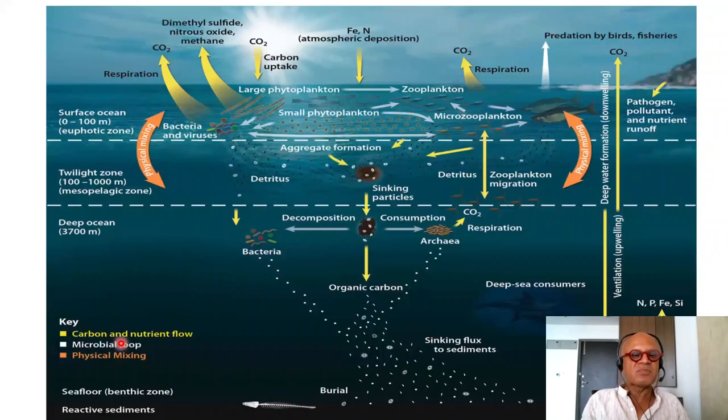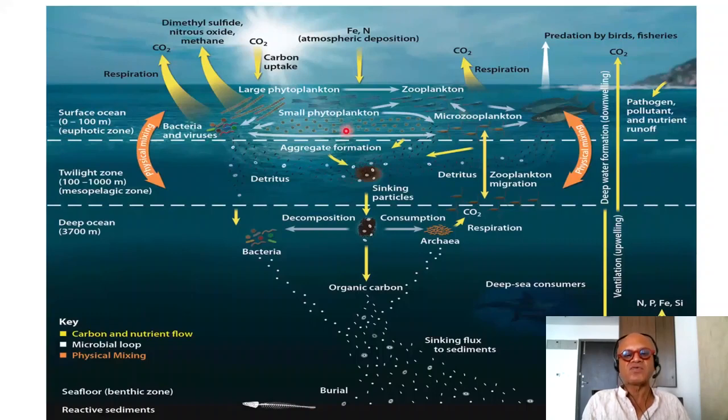Okay, so there is carbon and nutrient flow in these yellow arrows. There is a microbial loop in all these white arrows shown here, and there is physical mixing happening between the surface layer and the subsurface layer. So various time scales are involved. The water to get mixed back up here takes hundreds to thousands of years. The waters here are mixed on weekly, monthly, yearly time scales.